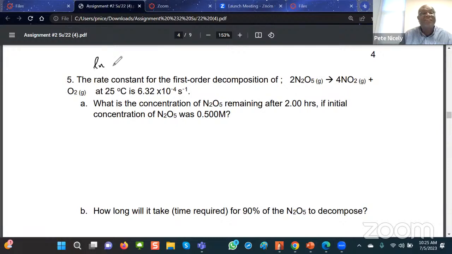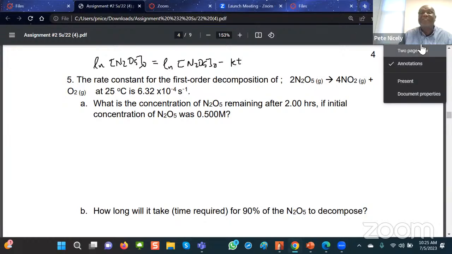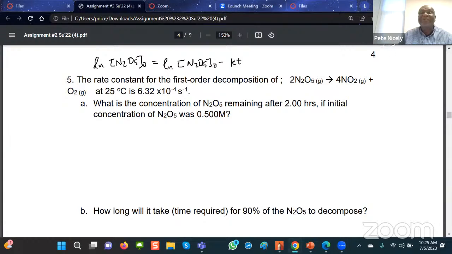ln of the concentration of, well, in this case, it's dinitrogen pentoxide, so I'm going to use that formula, is equal to ln of the initial concentration of N2O5 minus kt, all right? So that's the first thing that would come to my mind when trying to solve this problem, because after all, the question says it's a first order reaction.